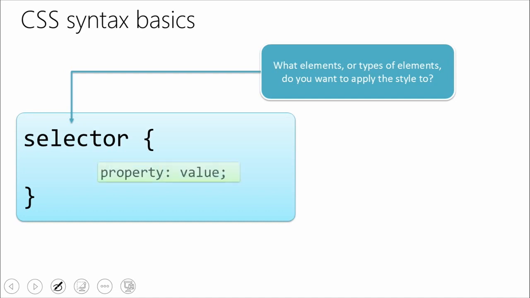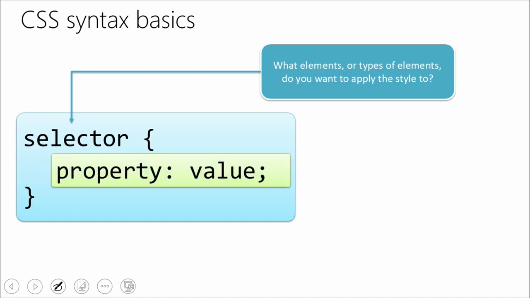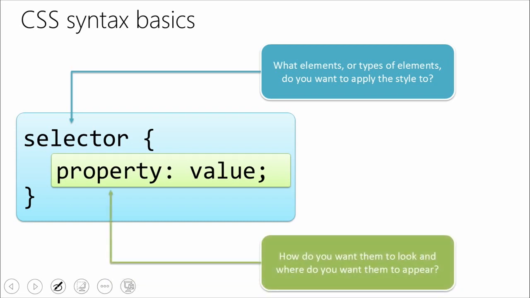Then it's going to be, what property do we want to set and to what value do we want to set it? So now that we've figured out, okay, this is what we want to focus our attention on, this is what we want to manipulate, the next question becomes, what do we want to manipulate on that? Exactly how do we want to make that look? Do we want to move it somewhere else? Do we want to make it bold? Do we want to change the color? Things like that. So that's the basics of our CSS syntax.